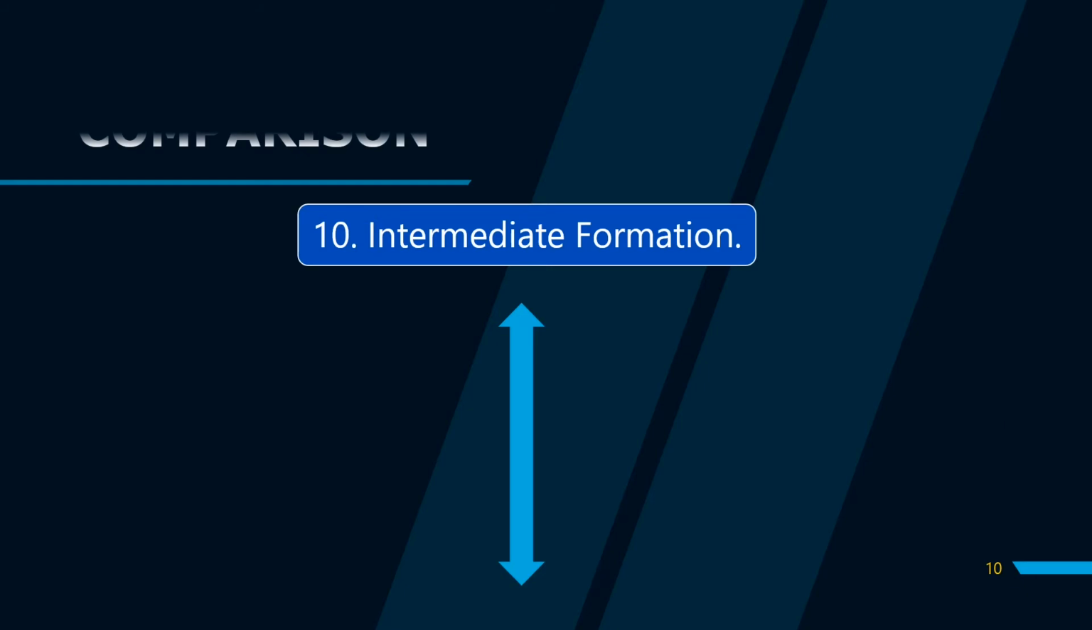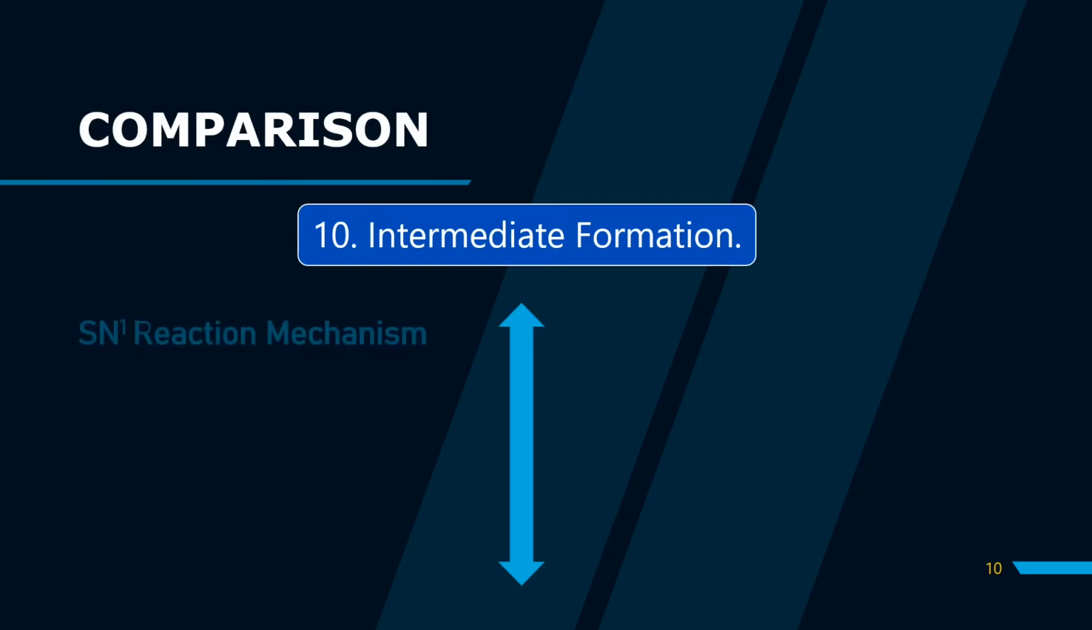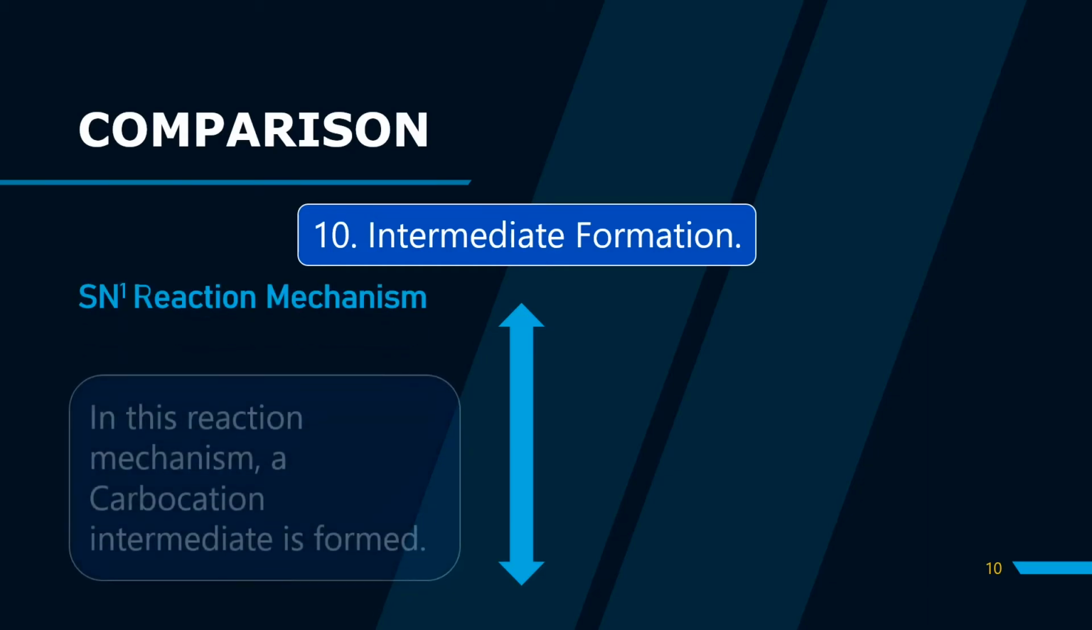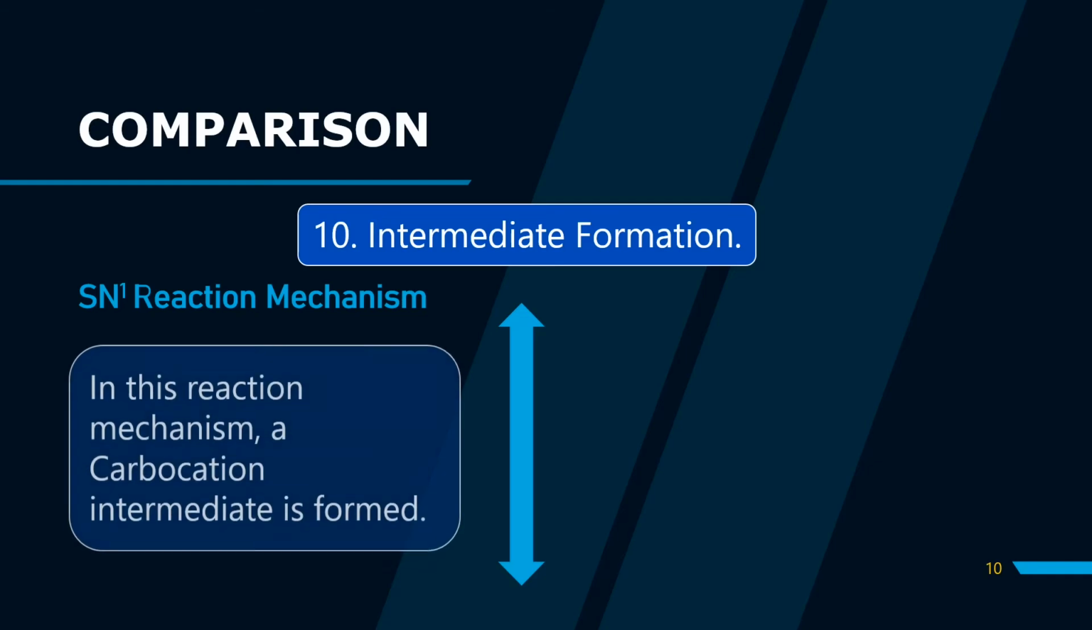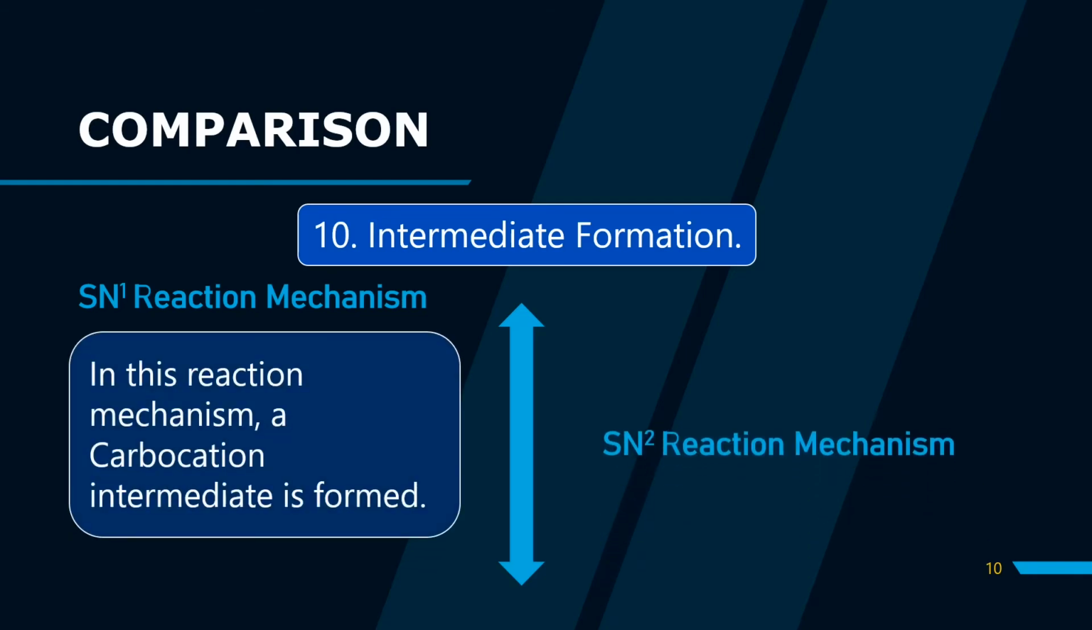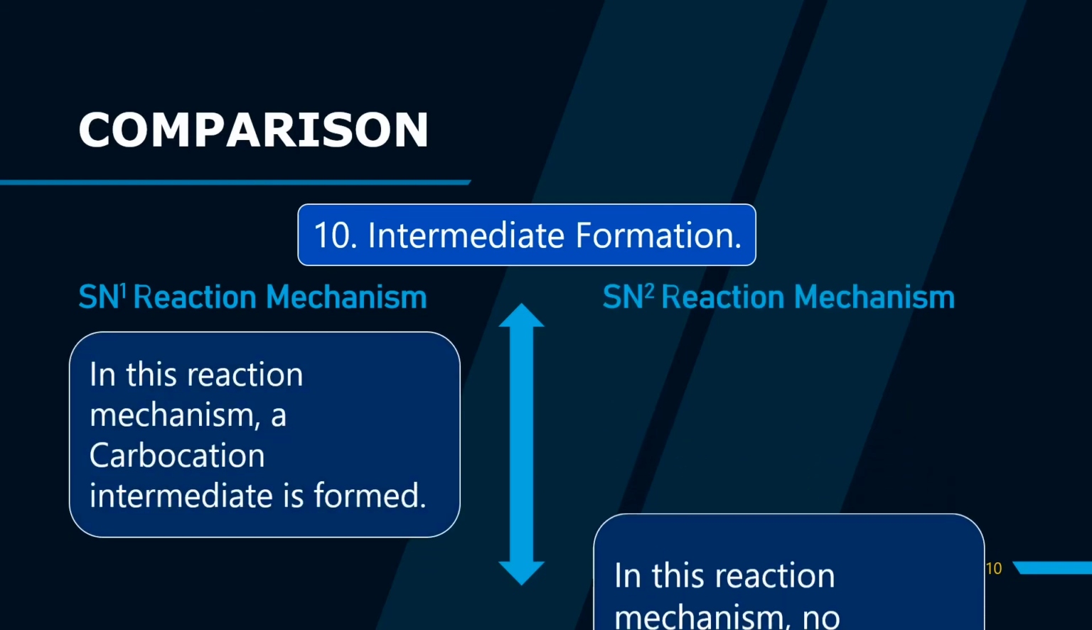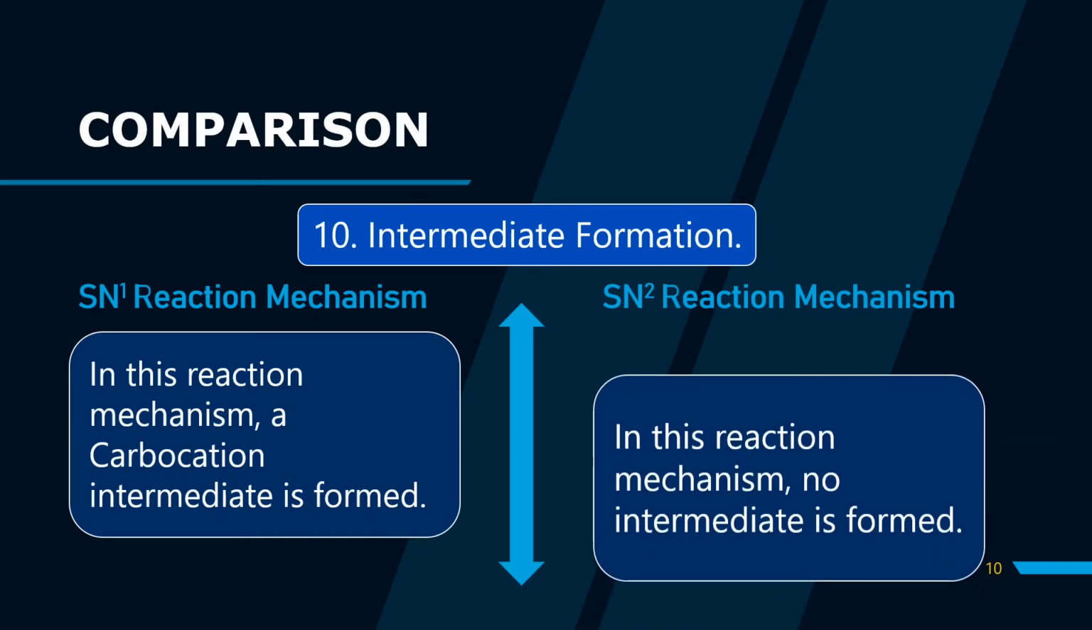Now the 10th difference on the basis of the intermediate formation. For the SN1 reaction mechanism, a carbocation intermediate is formed. For the SN2 reaction mechanism, no intermediate is formed.